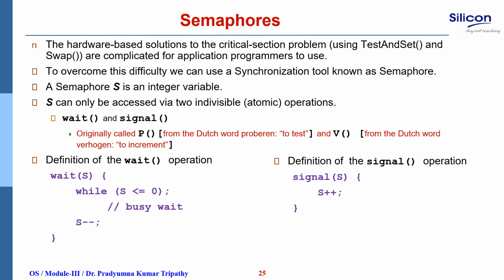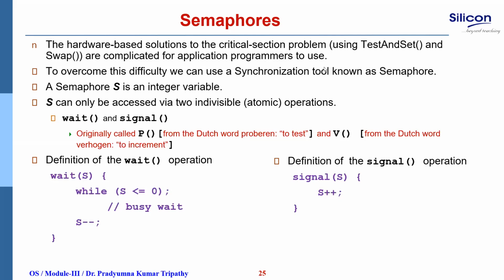In our previous class, we discussed that one of the solutions for the critical section problem is a semaphore. Semaphore is a synchronization tool. It is an integer variable which has two indivisible, or atomic, operations known as wait and signal. Wait and signal are also called P and V operations.